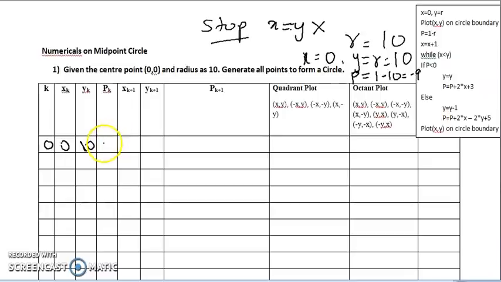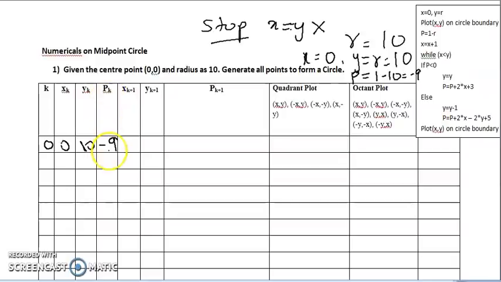Okay, and what is the value of pk? The initial value of p is minus 9. So I'm going to write this value, that is minus 9, out here. Now we are going to see what will be the value of xk plus 1, yk plus 1 and pk plus 1, given the values of x and y as 0, 10 and p value as minus 9.